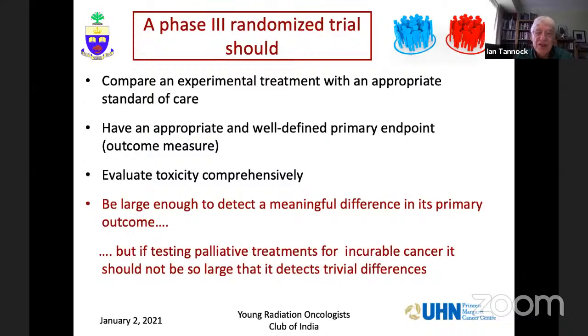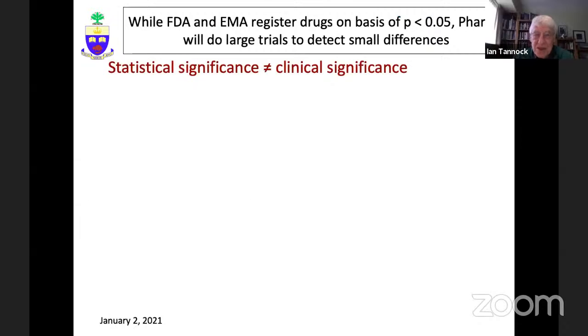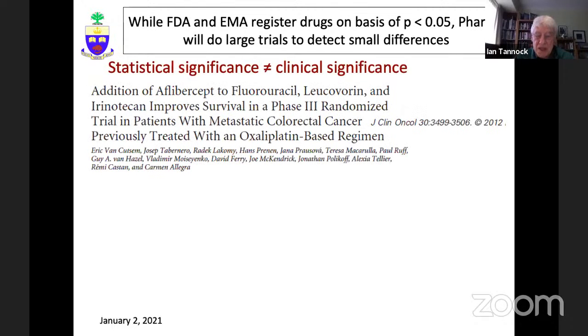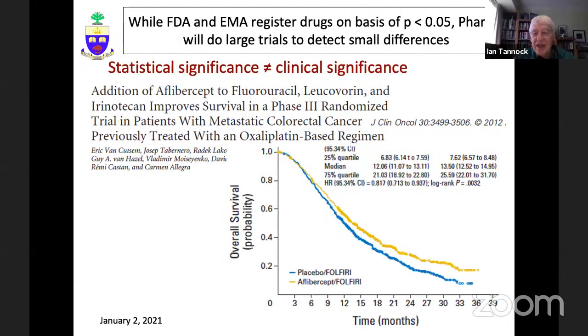Statistical significance versus real value of treatment is an important problem. Statistical significance is not the same as clinical significance. Unfortunately, the FDA and the EMA will register drugs on the basis of any trial that shows a difference in an approved outcome with a p-value of less than 0.05. And what that does is stimulate companies to do large trials to detect small differences. So here's an example, a drug called aflibercept. It's a VEGF inhibitor, and you get curves like this for advanced disease with an expensive and toxic drug, and it's approved. And that shouldn't happen.